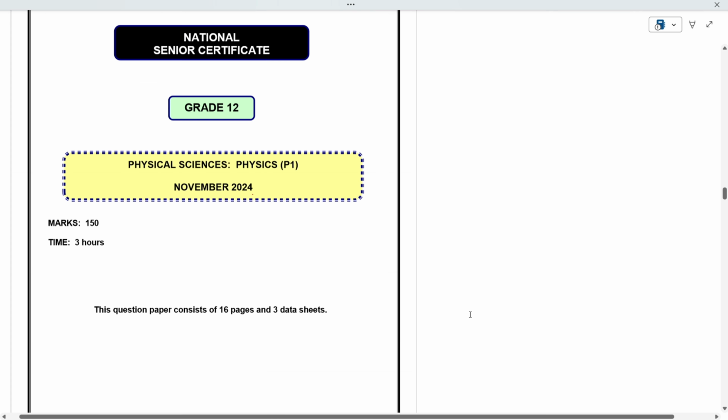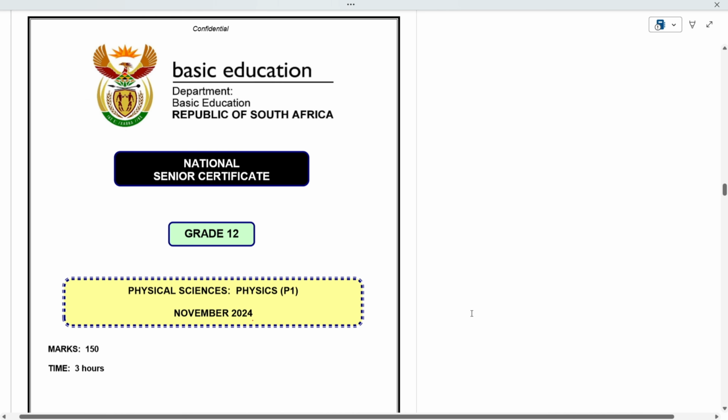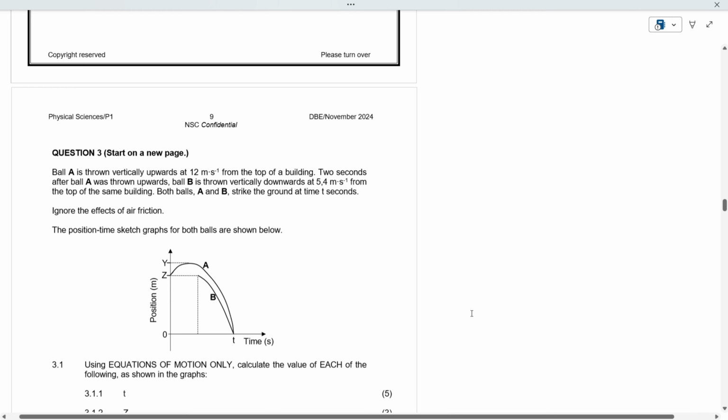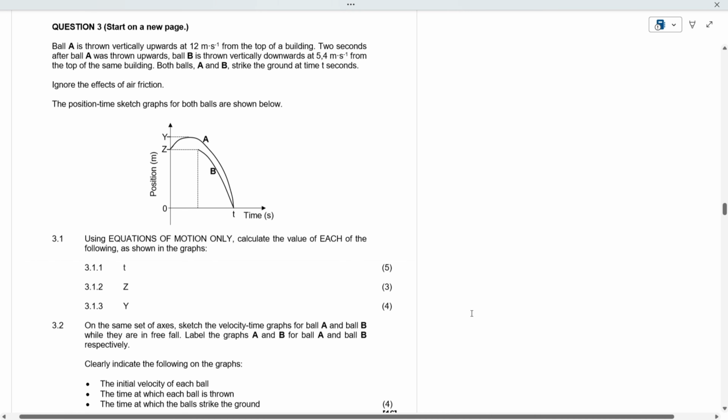Today we'll be dealing with the physical science question paper, the vertical projectile question paper, which is focused on the graphs. I think it's very important that we have this type of scenario.